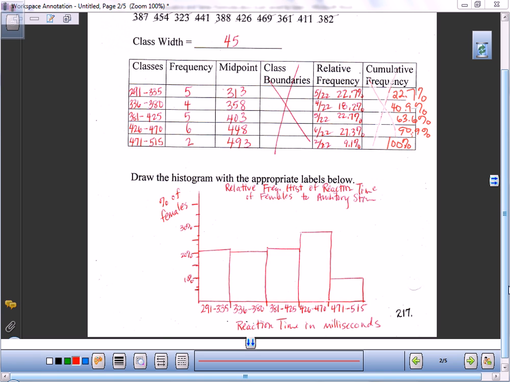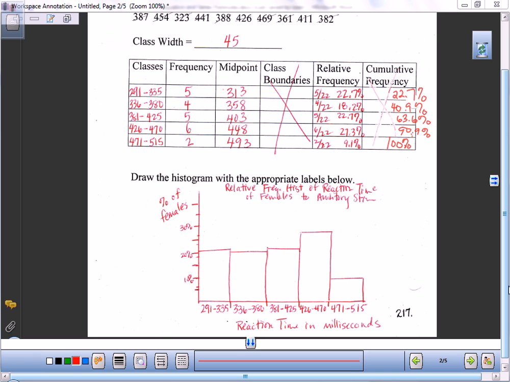But not the histogram, but the classes. Yes. How do you know where to divide them up? Okay. Were you okay getting the class width? Yeah, I got that. Okay. So your class width is 45. So what you do is you start with the lowest number, which is the 291.